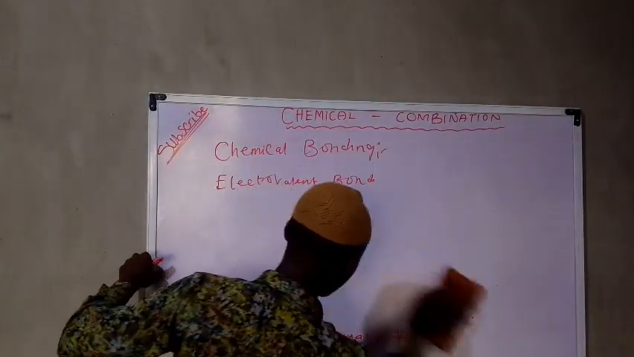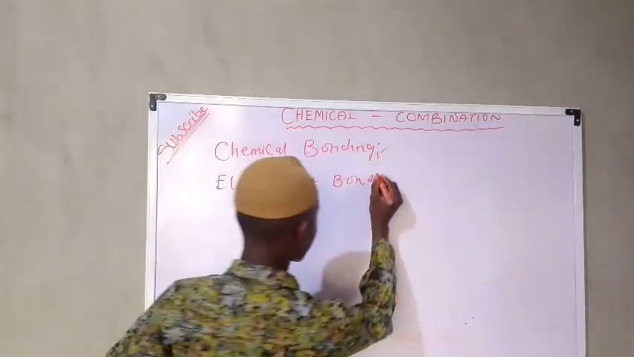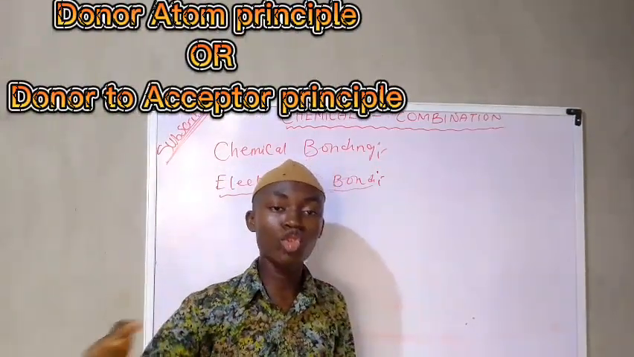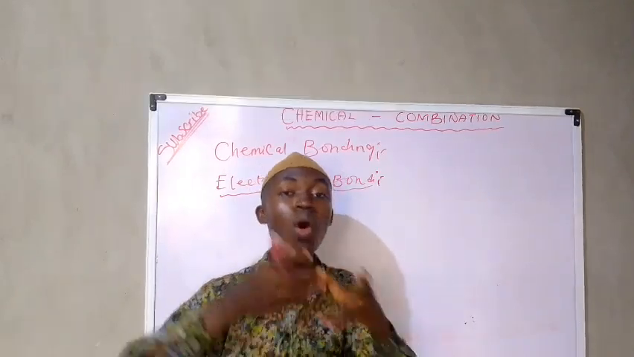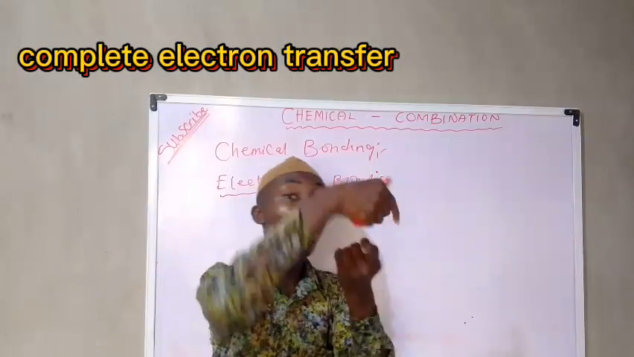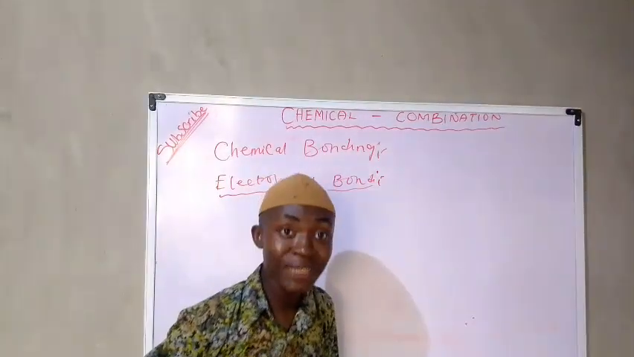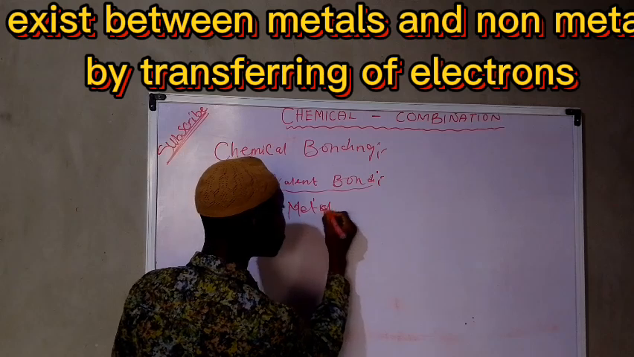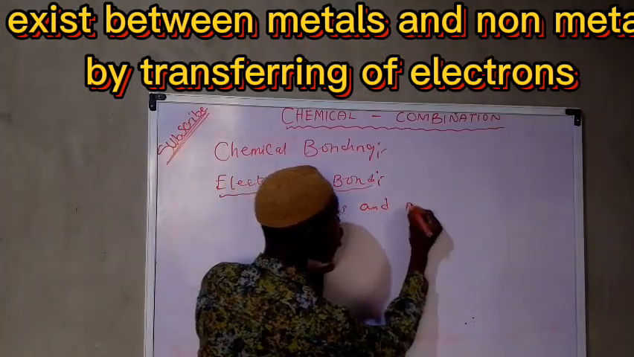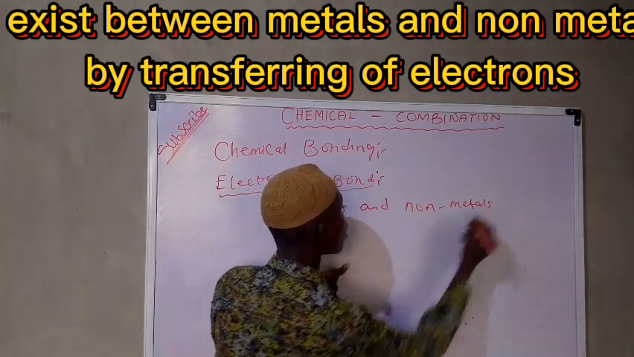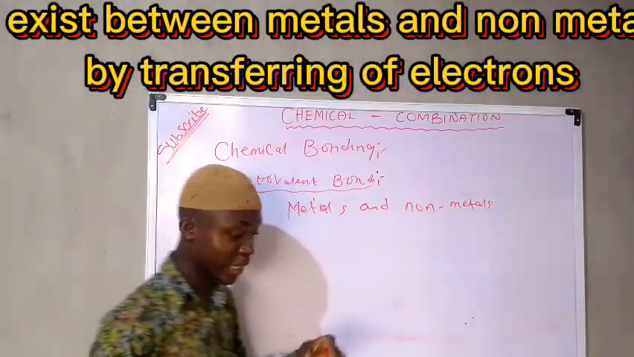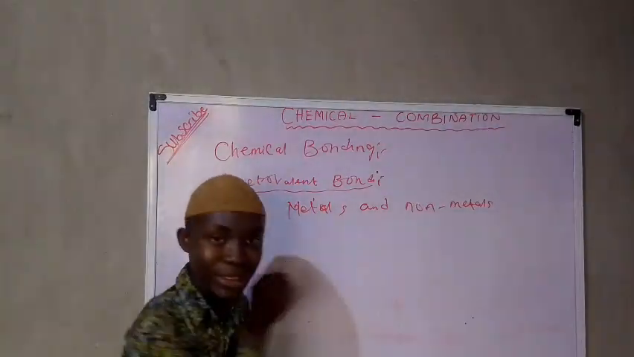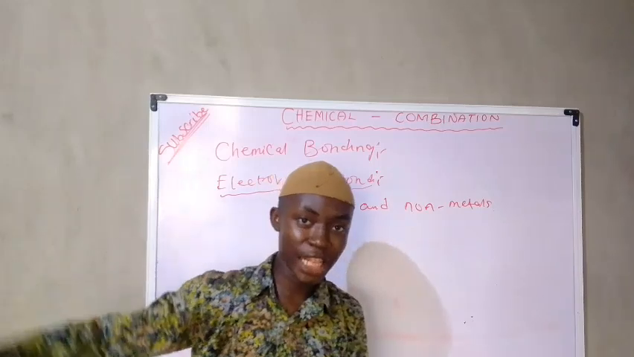Now let's take it one by one. We have the electrovalent bond. The main principle of the electrovalent bond is the donor-acceptor principle, in which there is a complete transfer of electrons. The electrovalent bond can also be defined as the bond that exists between metals and non-metals by the transfer of electrons. That should be noted.